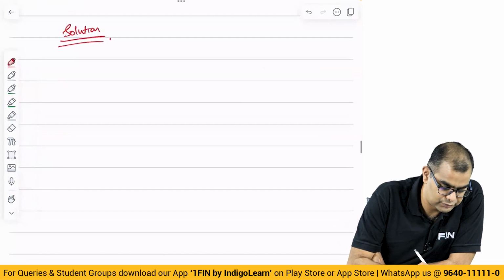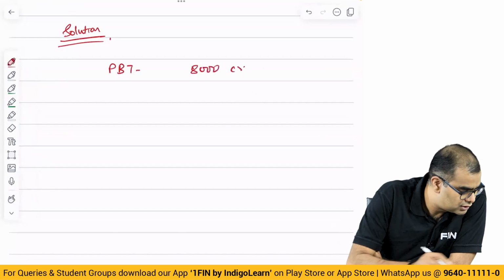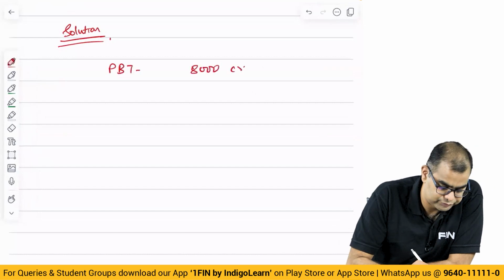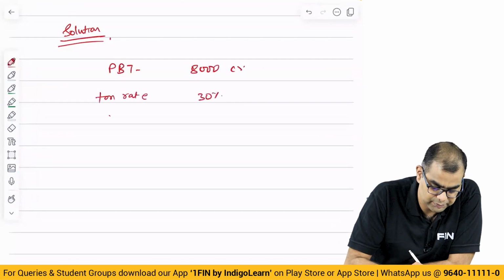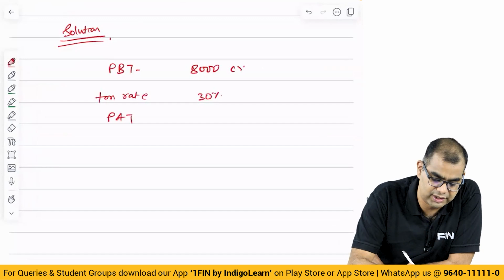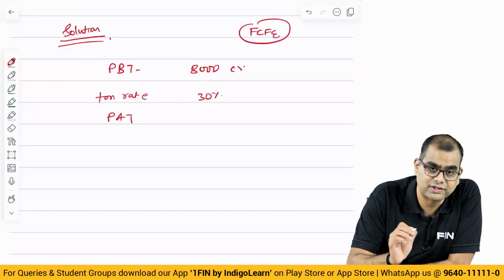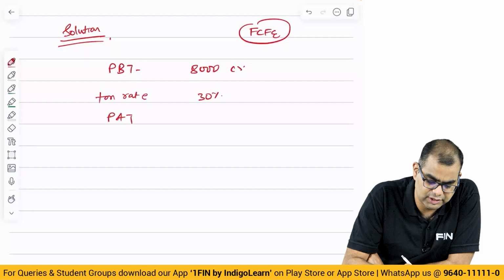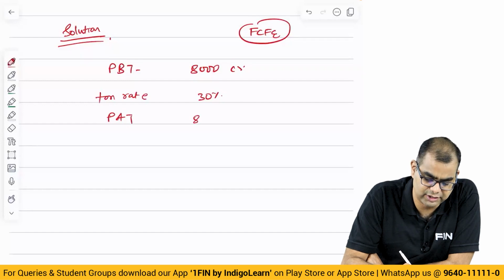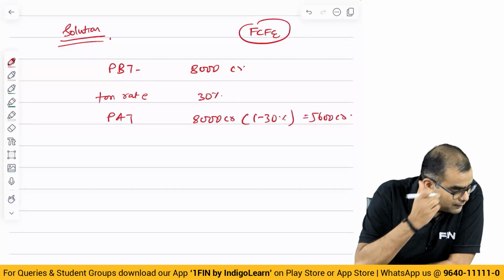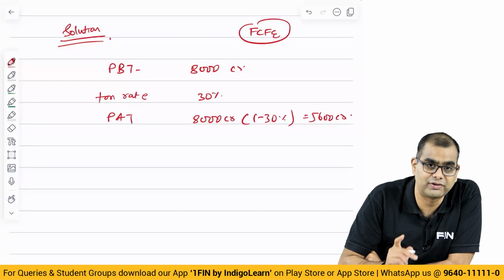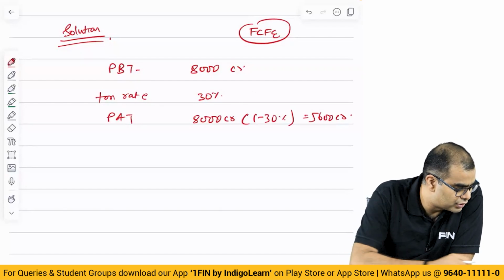PBT, 8,000 crores. Have they given any tax rate? Tax rate is 30%. So PAT, this is the FCFE method, free cash flow to equity. What is PAT? 8,000 crores into (1 minus 30%), that is 5,600 crores. Then we'll write the formula for PAT and the subsequent formula for FCFE. Let us first get the data out.